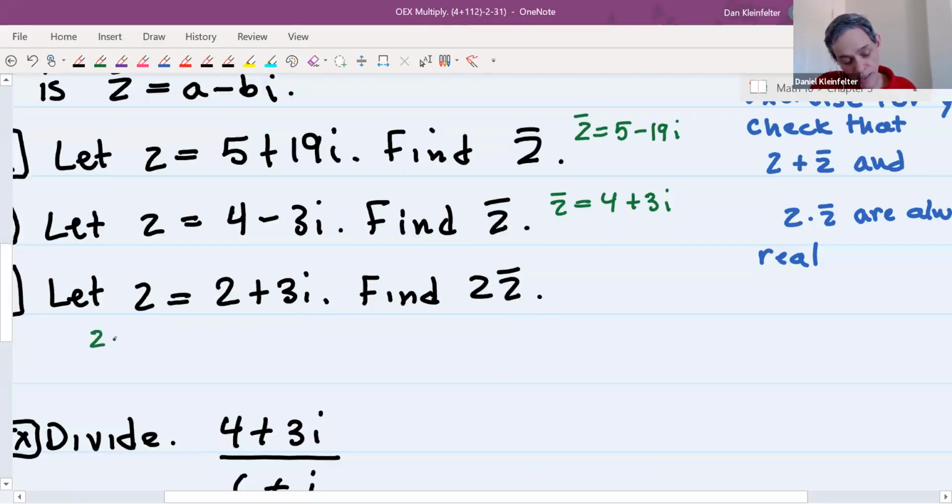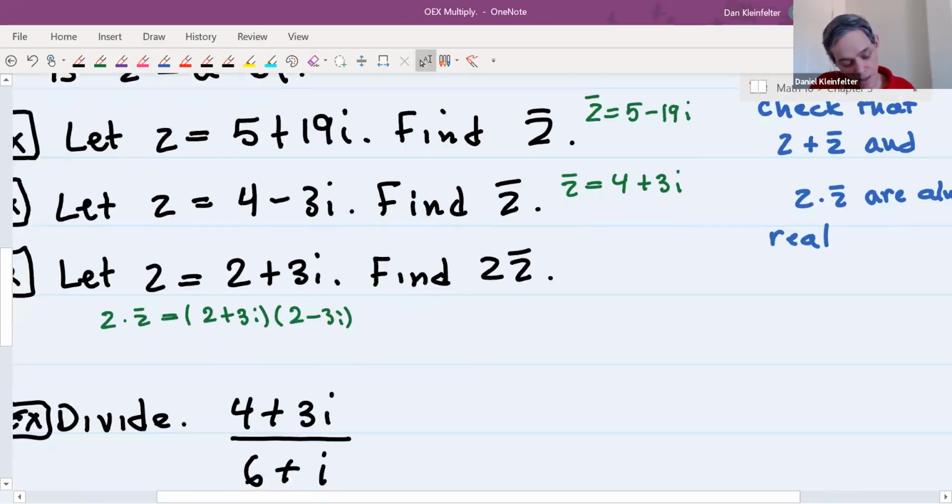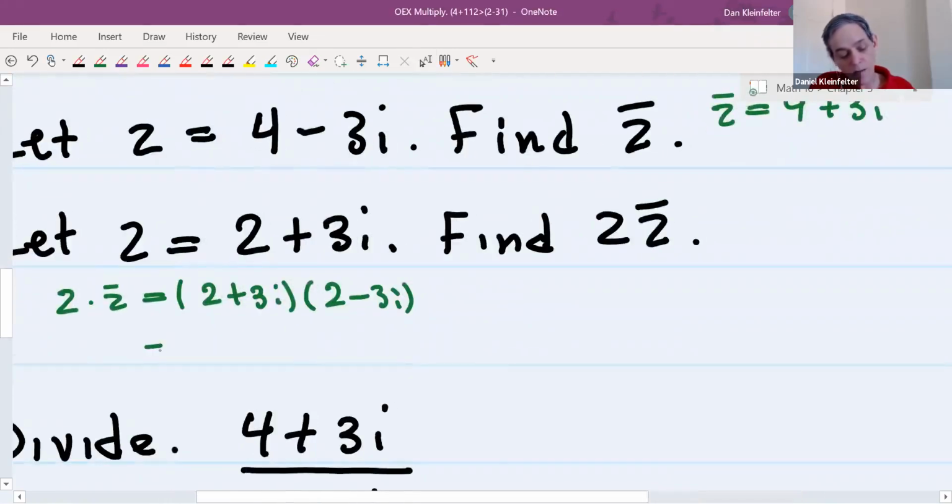Okay, so here, 2 plus 3i, we want to find z times its conjugate. So z times z bar will be 2 plus 3i times 2 minus 3i. Okay, so we're multiplying. One more example of a multiplication. So firsts, 2 times 2 is 4. Outers, 2 times negative 3i is negative 6i. Inners, 2 times positive 3i will be plus 6i. And then finally, we'll have minus 9i squared.